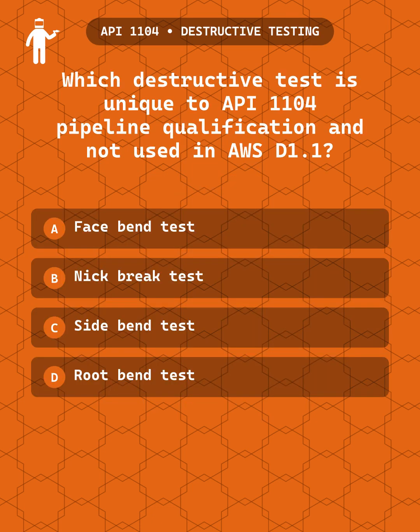Question 7. Which destructive test is unique to API 1104 pipeline qualification and not used in AWS D1.1? A. Face bend, B. Nick break, C. Side bend, or D. Root bend.